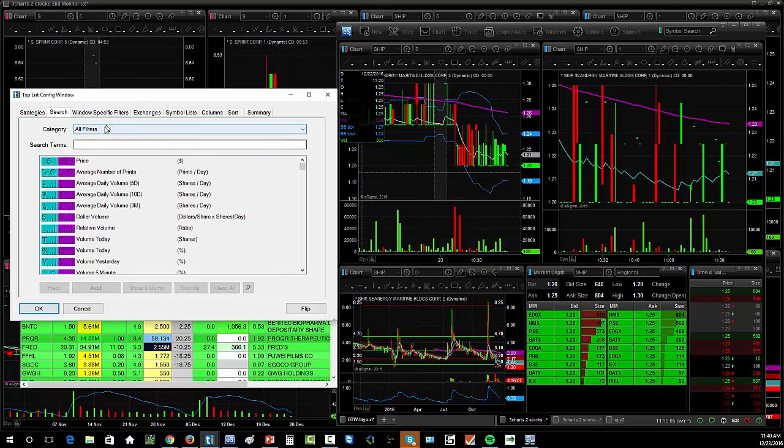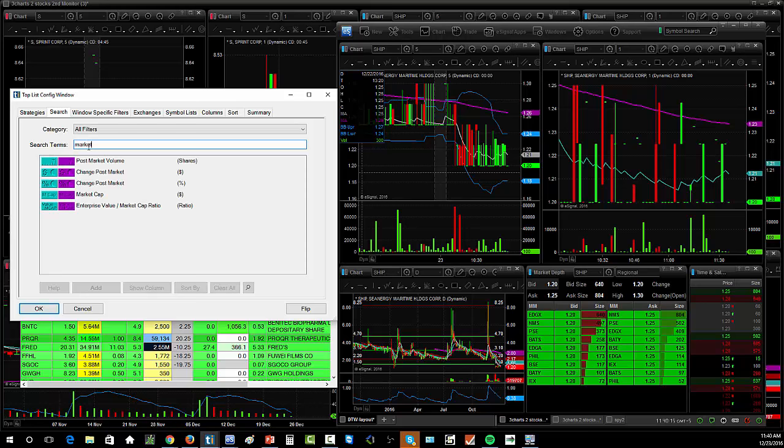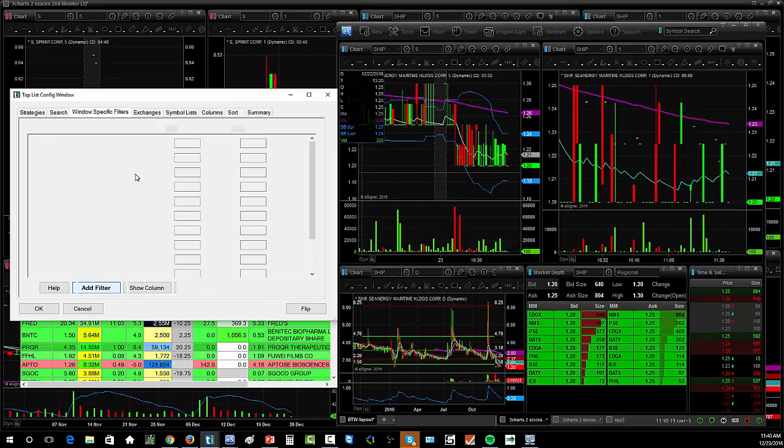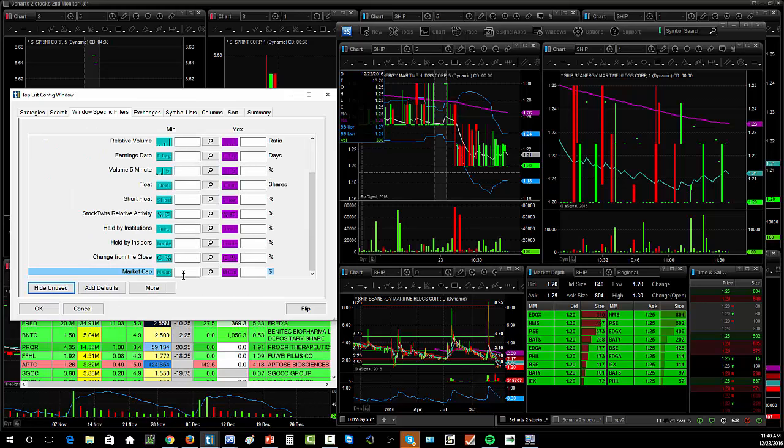All right, so just to create a simple scan here, we could go in and we could say, we're going to look at stocks. If we know, for instance, that they're going to be applying this to a certain market cap, we can go and create a market cap filter to only look for stocks that have a market cap of over, let's say, $100 million. All right, so market cap of $100 million.